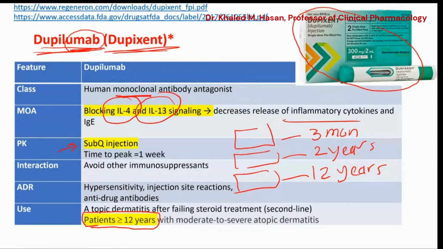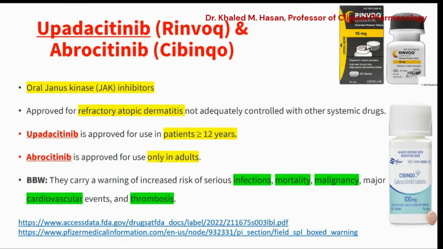Any question about Dupixent? Monoclonal antibody, inhibits interleukin 4 and 13, subcutaneous injection, prescribed for atopic dermatitis for patients 12 years and above. It's not first-line treatment. Please remember, first-line treatment will be topical cortisone or corticosteroids. Any question about this slide here? Dupixent, dupilumab. I believe this is the last medication for atopic dermatitis.